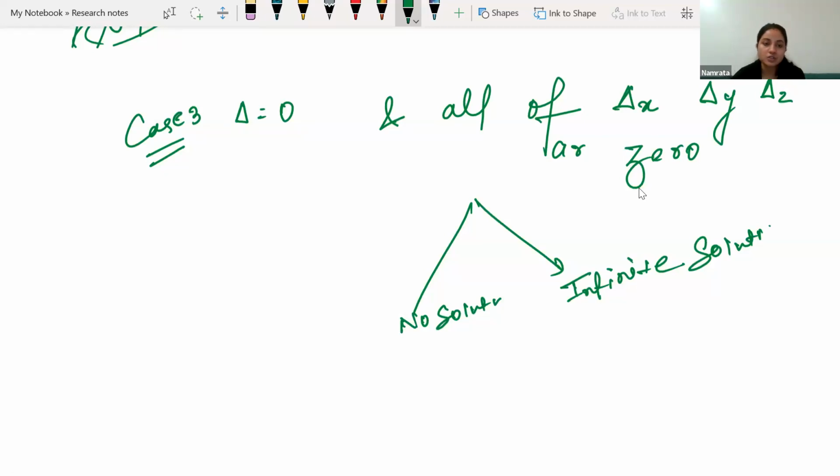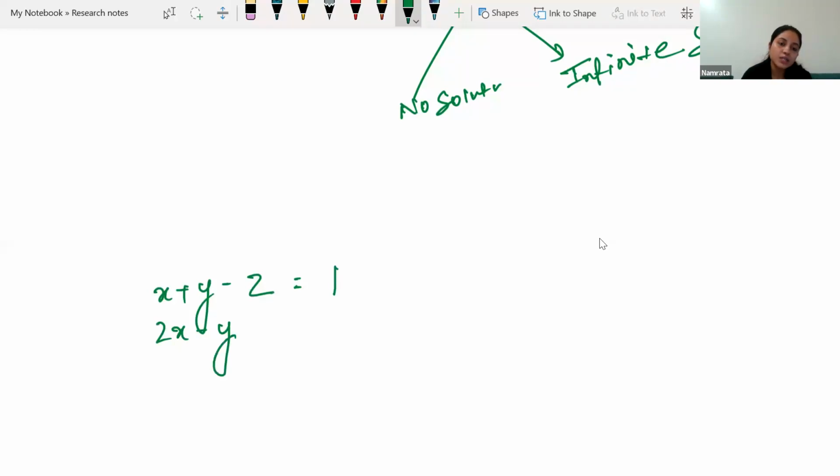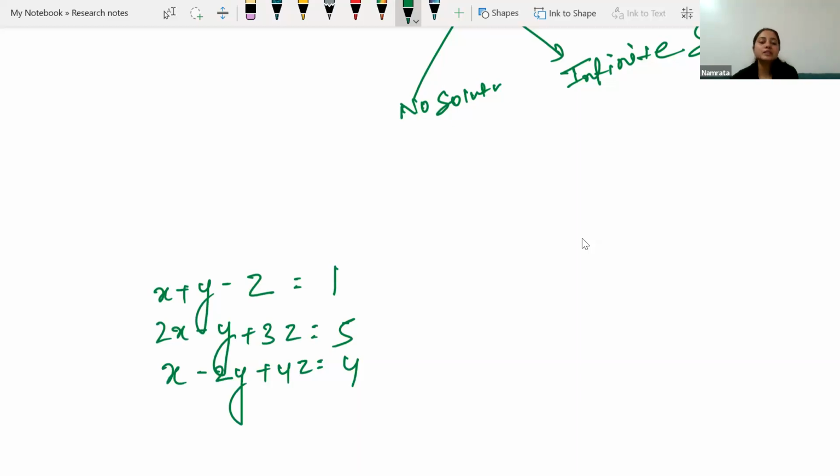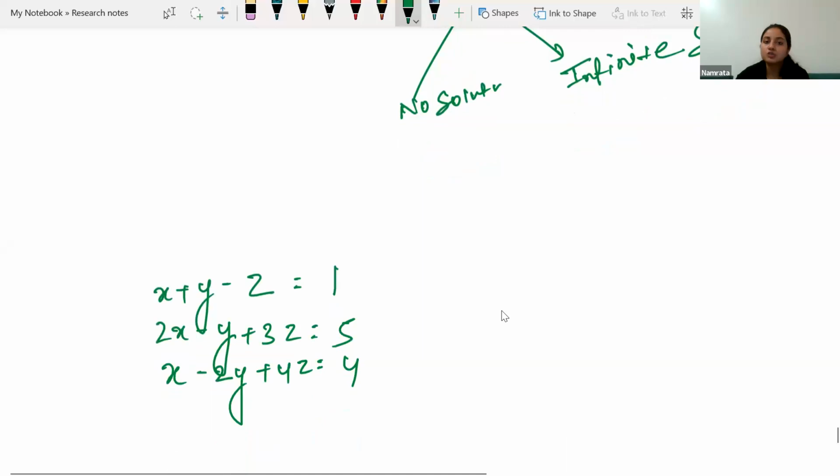Let's say we are having one question. Let's say we are having x plus y minus z is equals to 1. 2x minus y plus 3z is equals to 5. And x minus 2y plus 4z is equals to 4. Okay. If we are having this system of equations, then we have to check whether there will be a unique solution, no solution, infinite solution, or what. First thing first, we will be finding the delta. Let's find the delta quickly.